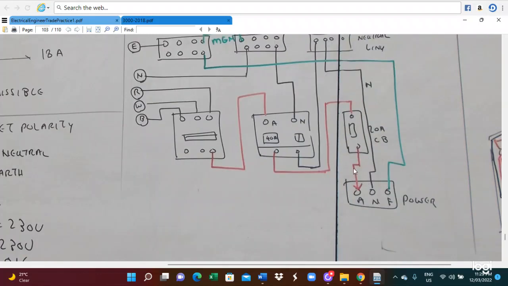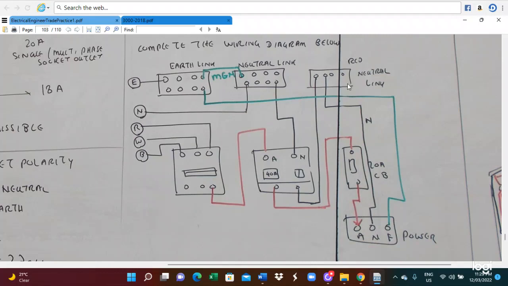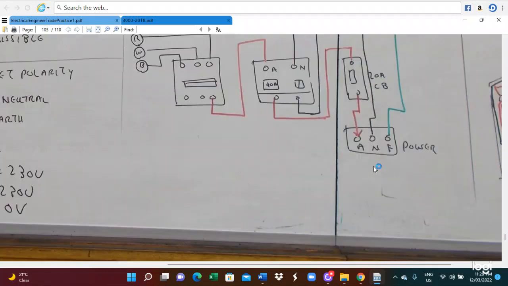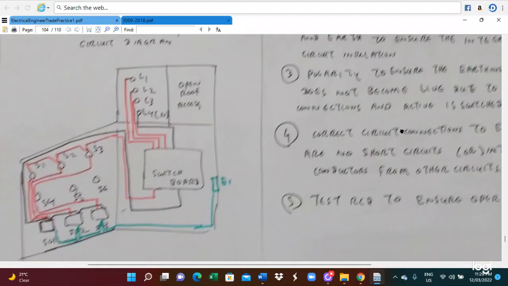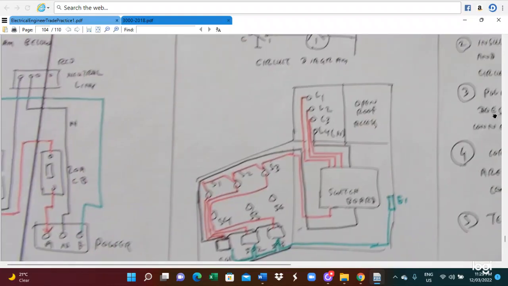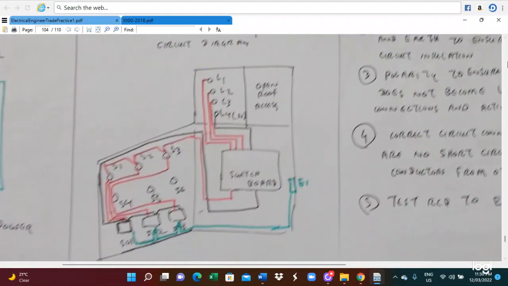And neutral is here, connected to the neutral link, and green is the earth. So this is how the electrical power supplies are connected. This is the electrical main supply connection. This is also the connection of the three-phase electrical system and the measurement system.